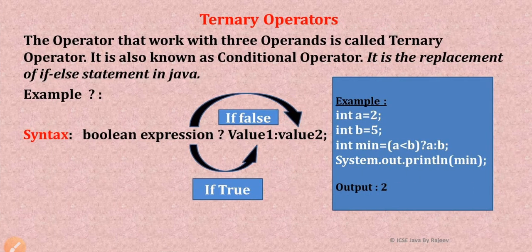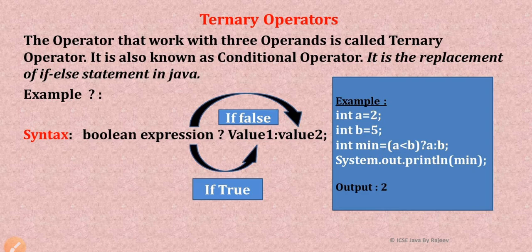Third type of operators are ternary operator. Very important type of operator. The operators that work with 3 operands are called ternary operator. It is also known as conditional operator. It is the replacement of if else statement in Java. When you will do the conditional control statement, then you will understand how we can replace an if else construct with the help of this ternary operator.